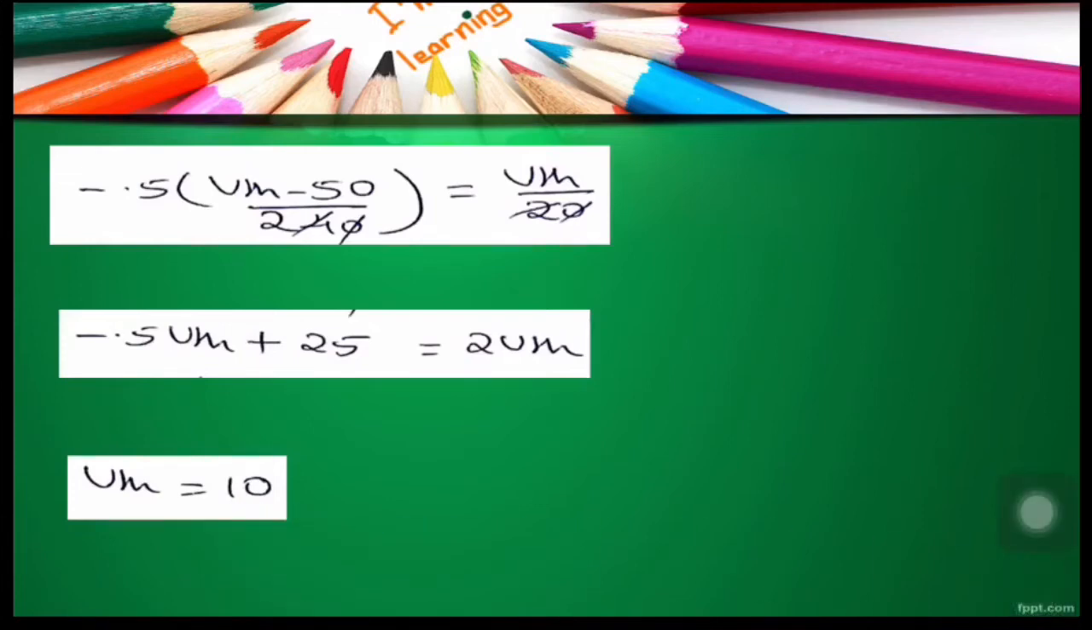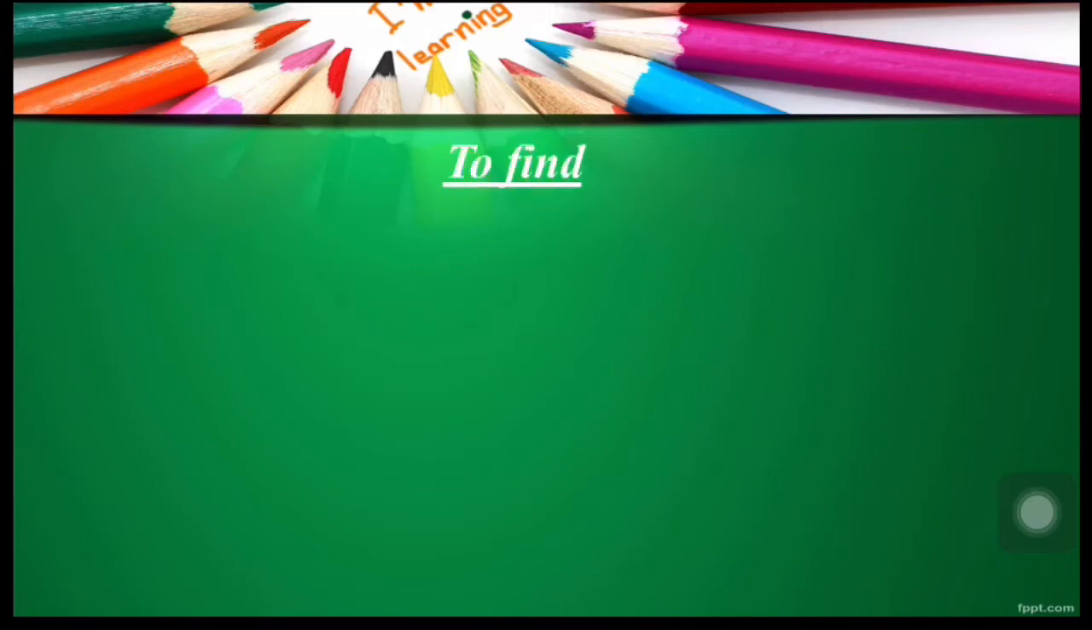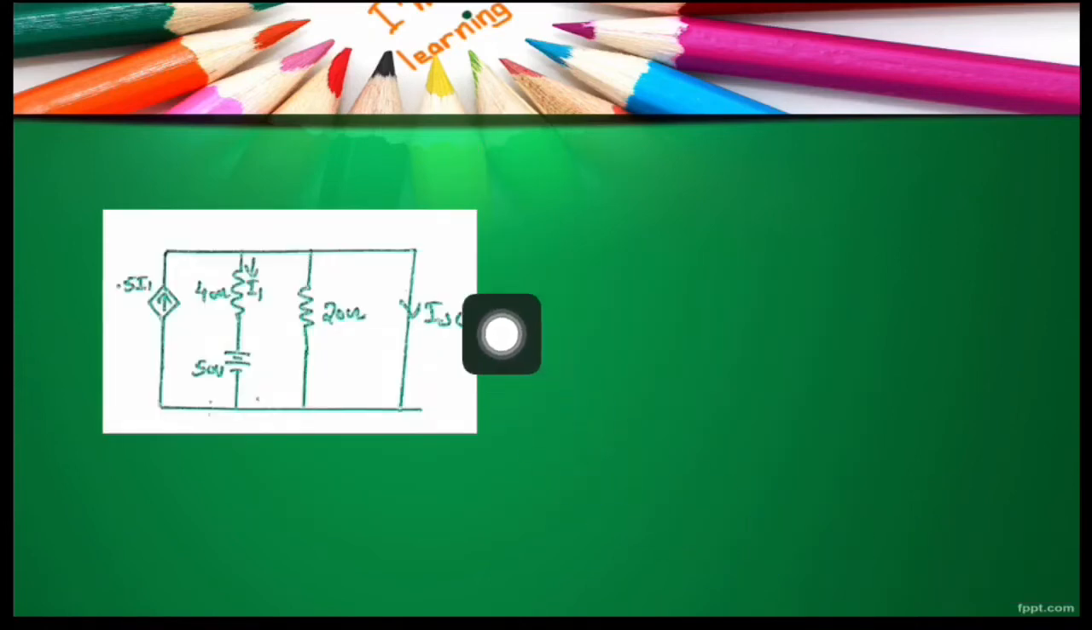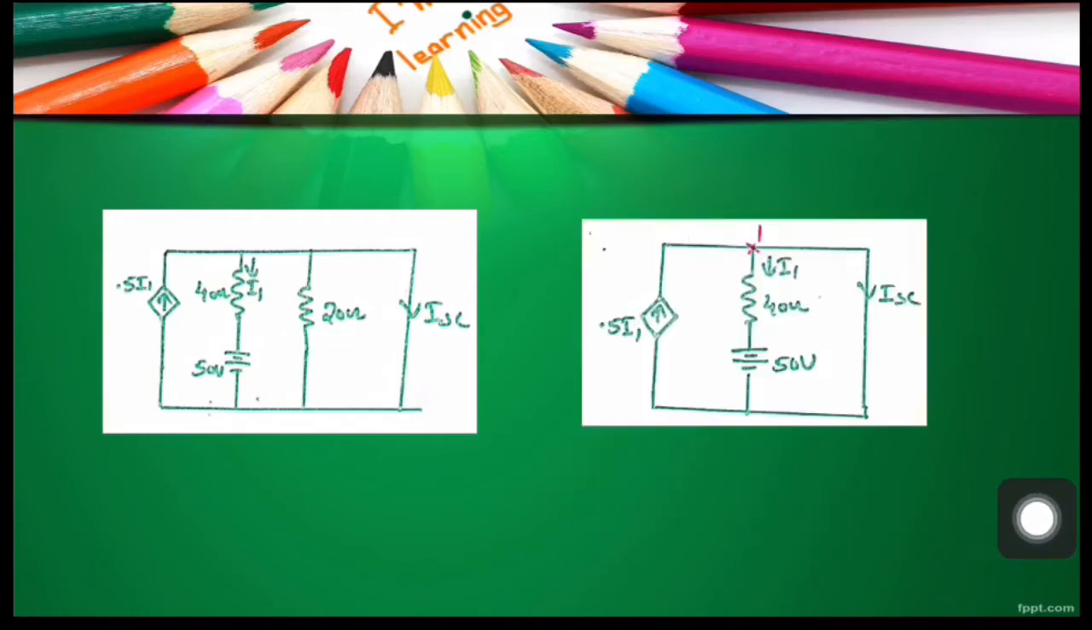Alright. Our next task is to find out ISC, which is nothing but short circuit current across the load terminals. This is the network given in the question. Now let us short circuit this load resistor RL and calculate current across it. When we short circuit RL, we get a network like this. Now you look at this 20 ohm resistor. You can see a short circuit parallel path across it. Hence there is no significance for this 20 ohm, so we remove this 20 ohm and get a circuit like this.